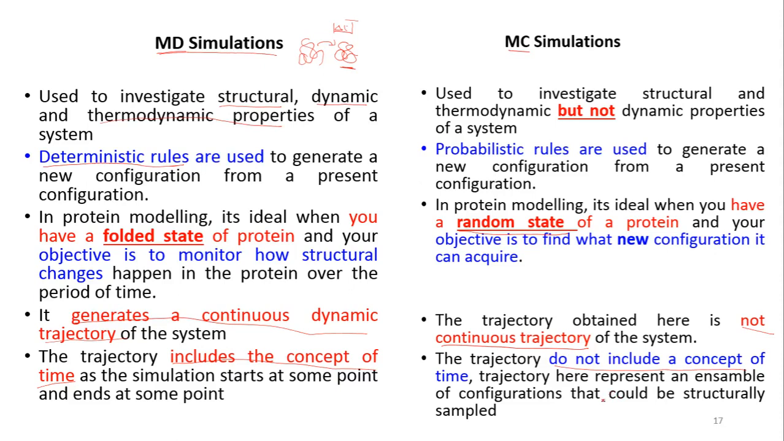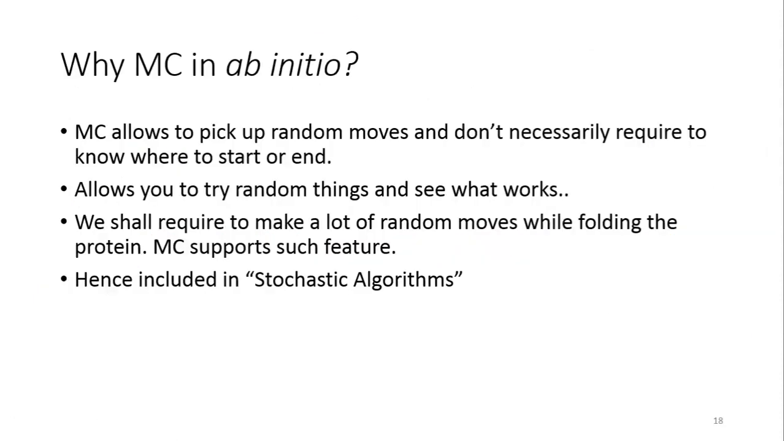And this would not mean that these states will be achieved in a given order as they appear in the trajectory. Okay, so things would become more clear when I show you a typical Monte Carlo simulation trajectory. Okay, so now based on whatever discussion that we have done, I would like to tell you why this Monte Carlo simulation is a more appropriate methodology to be used in ab initio structure prediction.